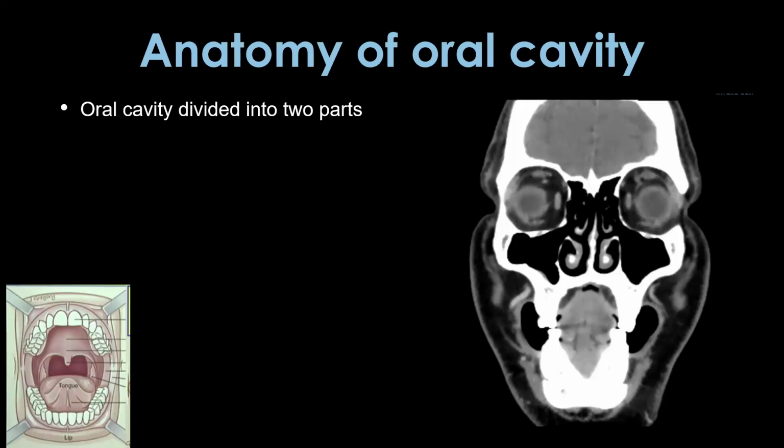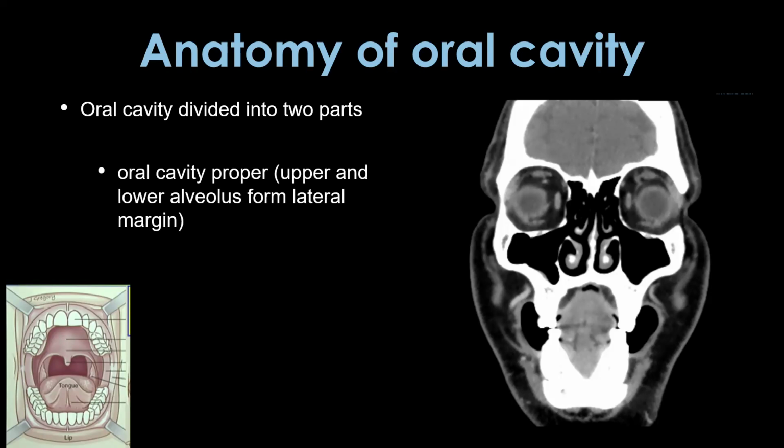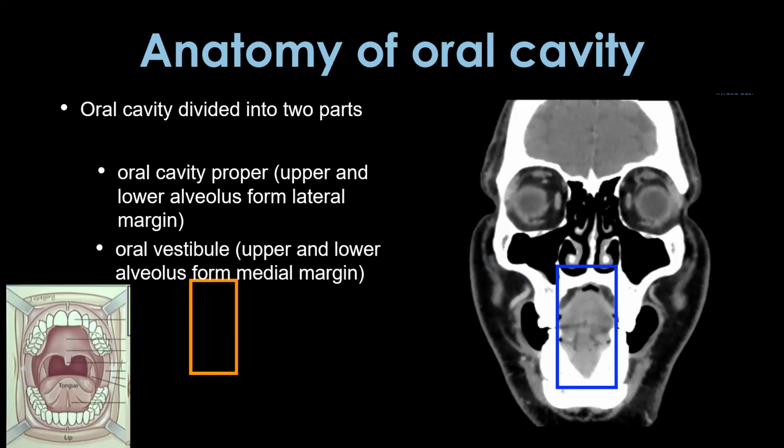So we'll begin with the anatomy of the oral cavity. Now, the oral cavity is divided into two parts. One is the oral cavity proper, and the other is the oral vestibule. Everything that comes medial to the alveolar ridge is considered oral cavity proper. This area is usually preferred to be imaged by MRI because of the high soft tissue contrast provided in this region. The modality of choice for the oral vestibule is CT.